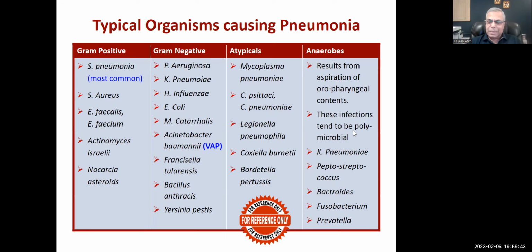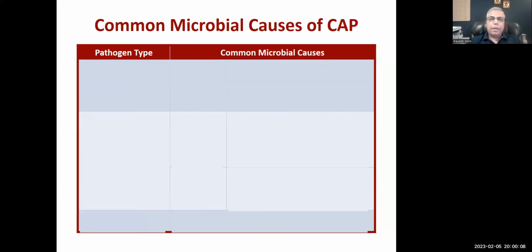These infections tend to be polymicrobial, so we have to give broad antibiotic coverage. Klebsiella and Peptostreptococcus, Bacteroides, Fusobacterium, Prevotella, all these are included in these organisms, okay? So you must keep this slide, I have given it to you, and you will need this slide when you go to your internships, okay?